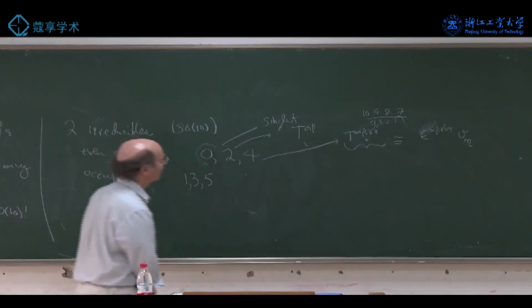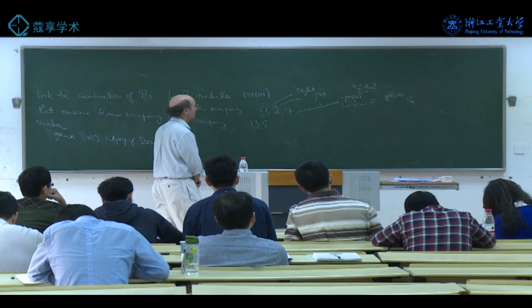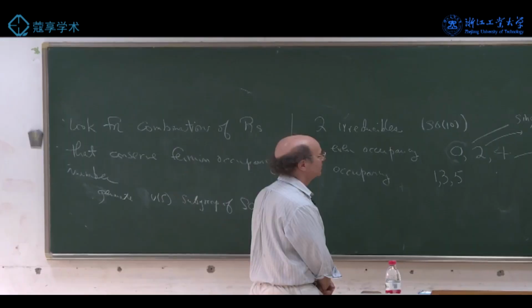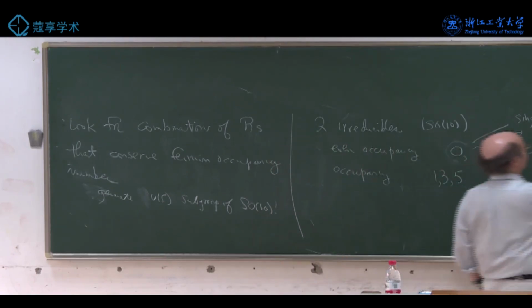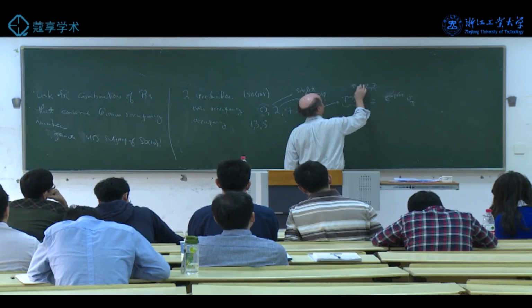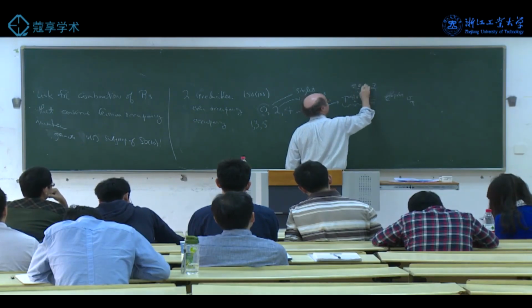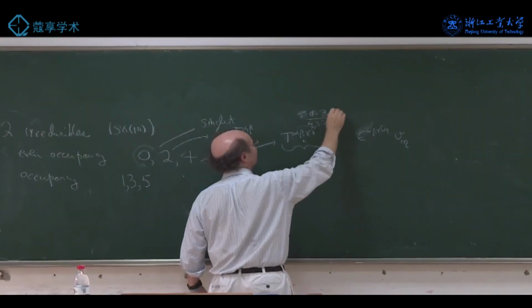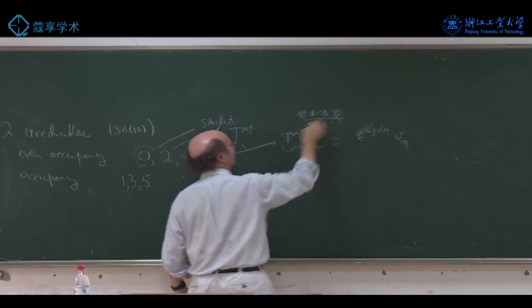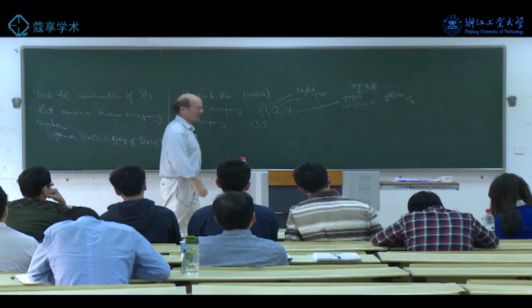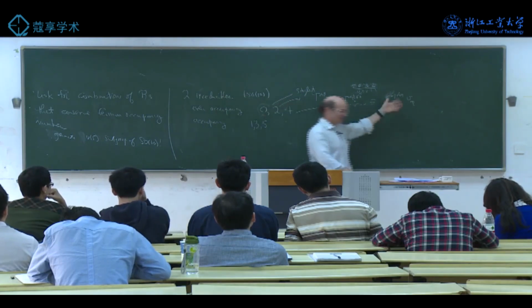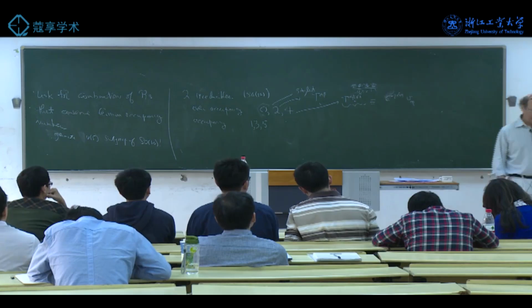No. What's going on? Oh, I'm sorry. This is stupid. 5 times 4 times. It's SU5, not SO10. Divided by 4 times 3 times 2 times 1. Antisymmetric has 5 indices, as indeed it should.